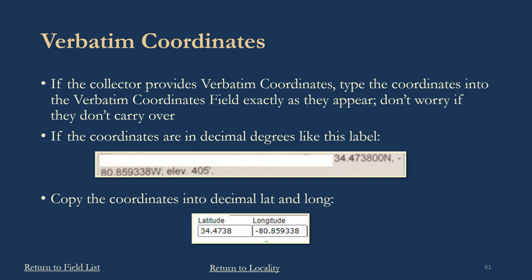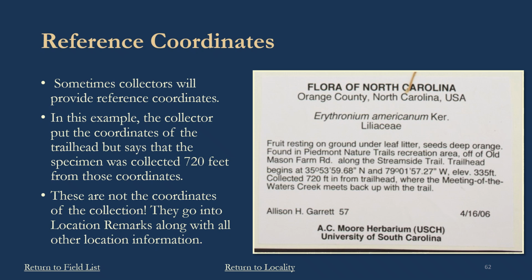If the coordinates are in decimal degrees, like the ones pictured in this label, copy the coordinates into the decimal lat and long, like so. You may find what are called reference coordinates provided by the collector. In this example, the collector put the coordinates of the trailhead, but says the specimen was actually collected 720 feet from those coordinates. These are not the coordinates of the collection. They go into location remarks along with all other location information.